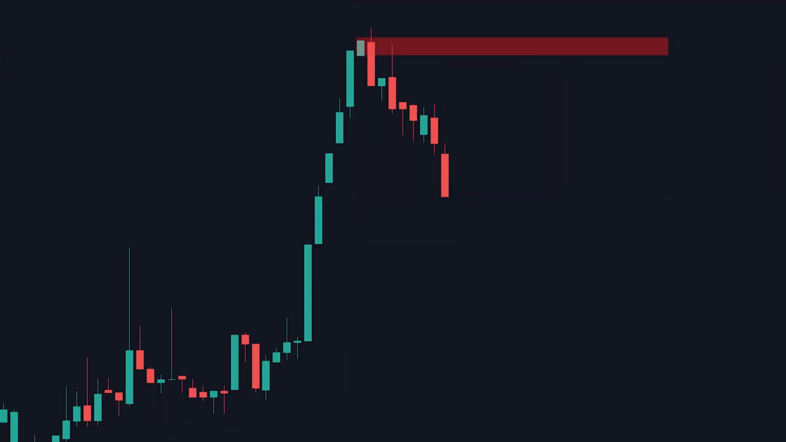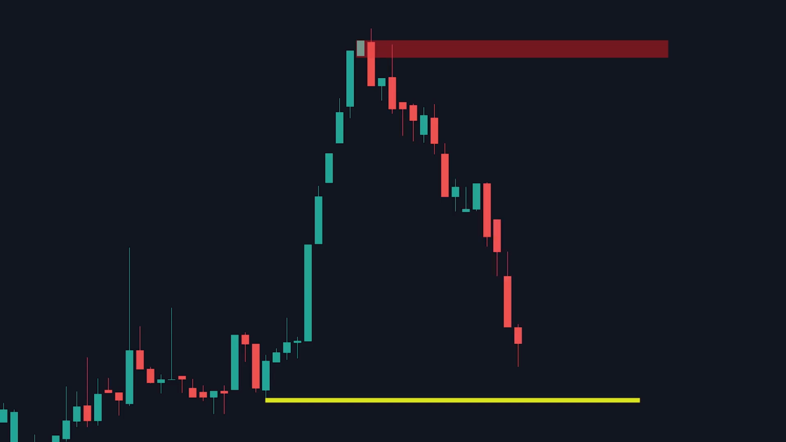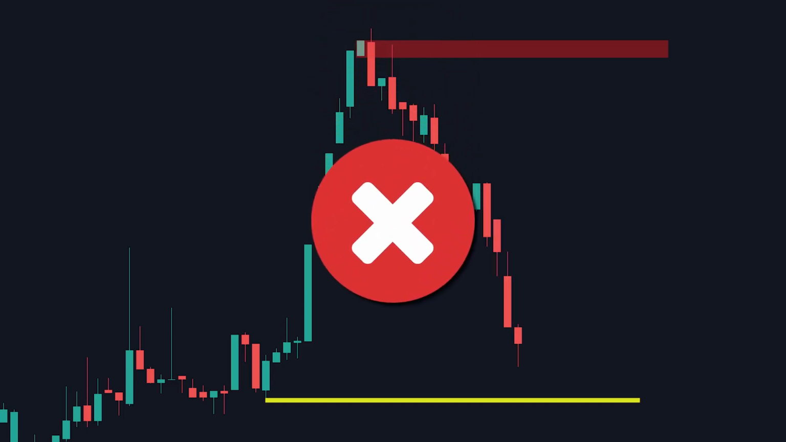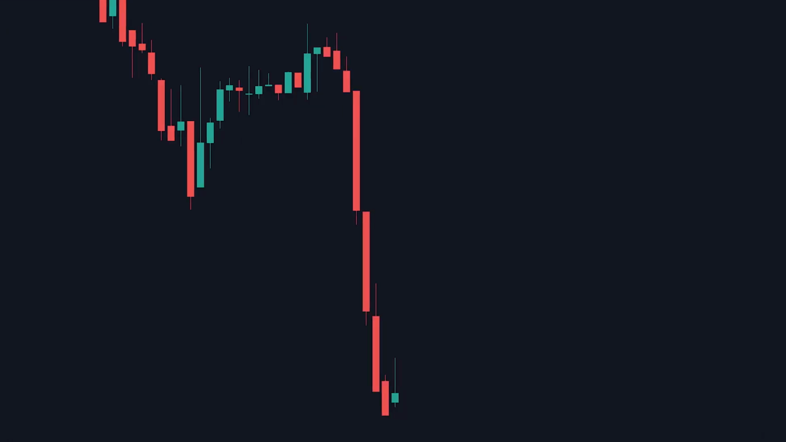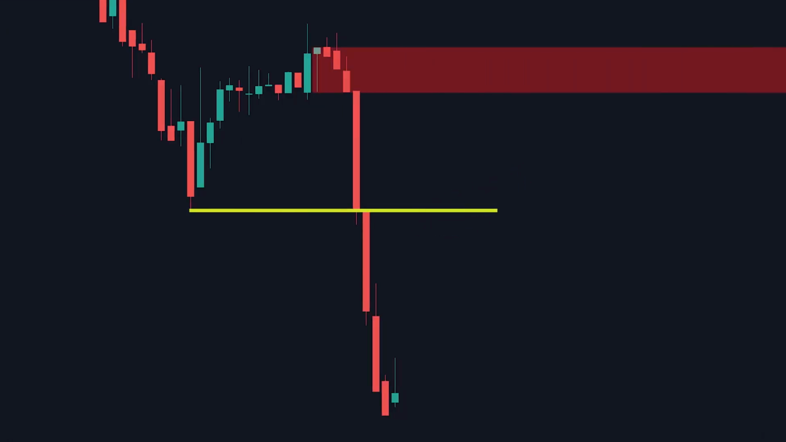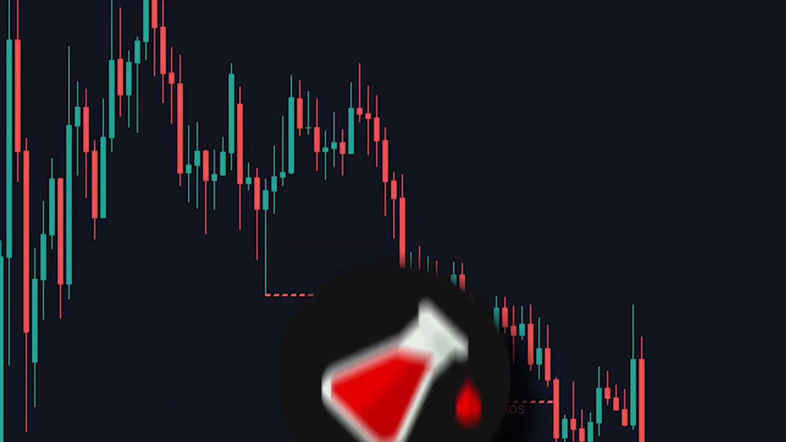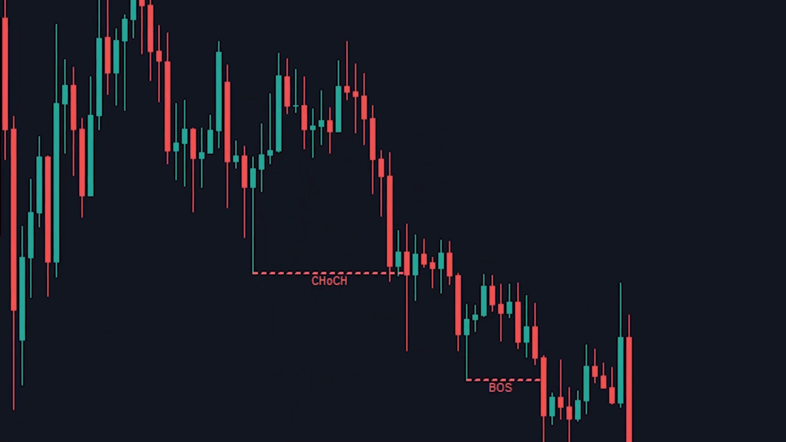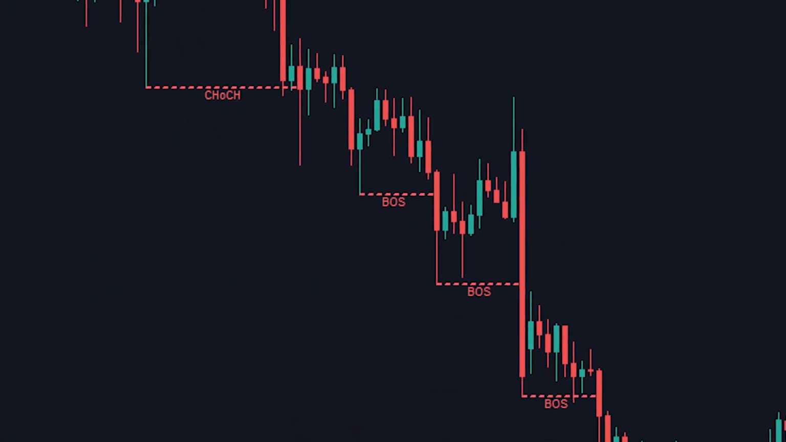In this example, we again have an aggressive downwards move, but this time it does not break this structure. So this zone is not validated and we would not trade off of it. It needs to have both an aggressive move and have a break of structure to be a valid zone. Just as a little tip, my private indicator automatically displays all break of structures for you.